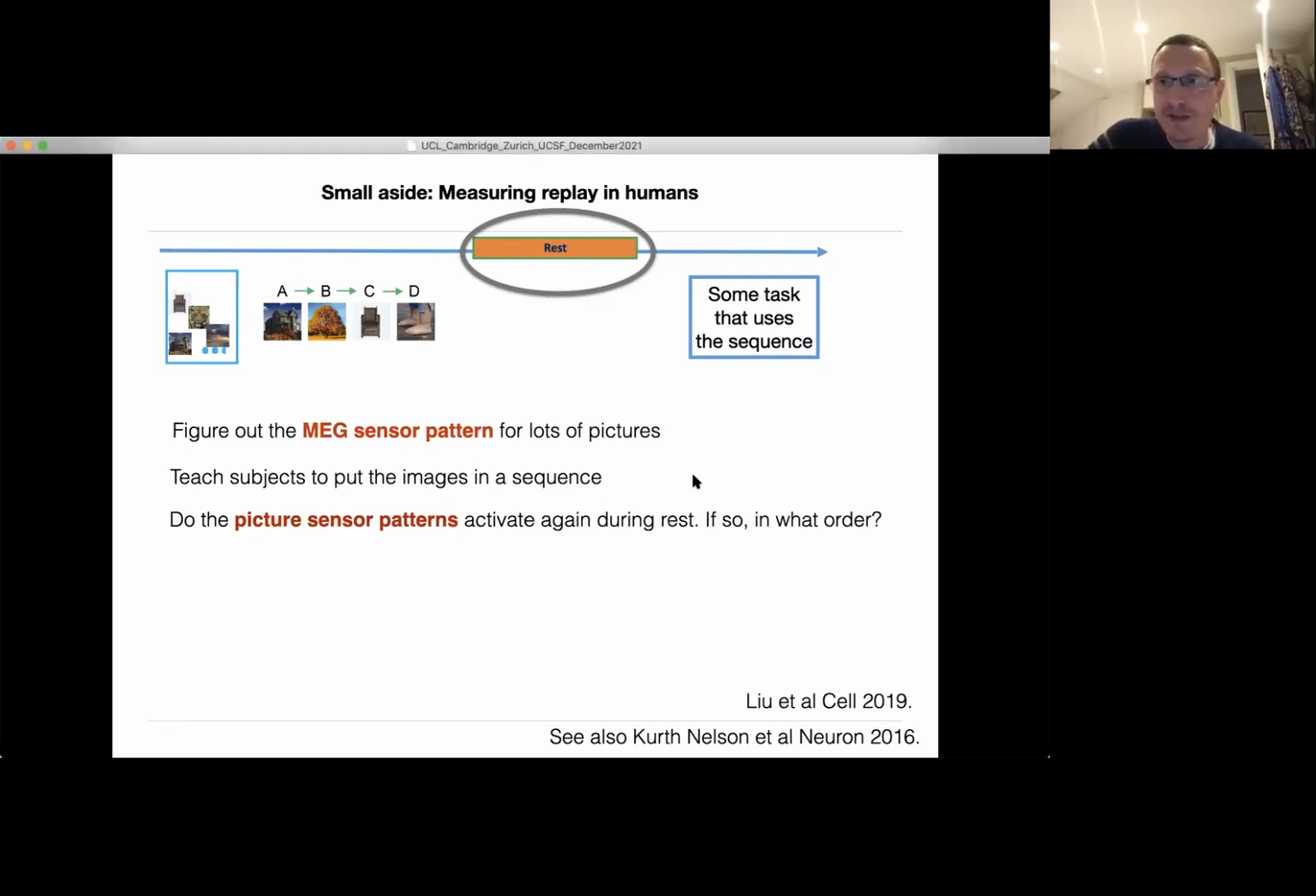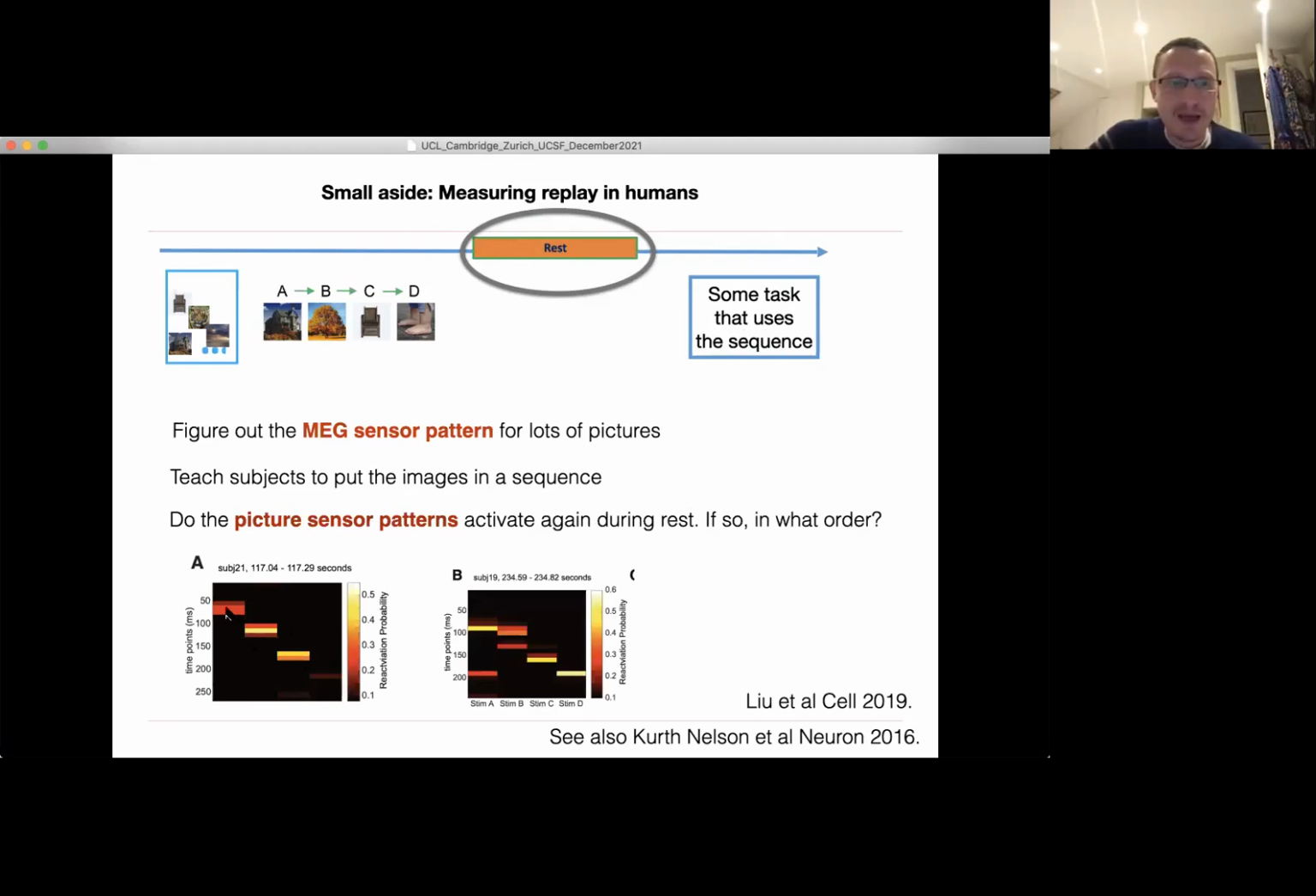And I'll just show you a few examples of those activations that look like replay, which is, here's one that goes stimulus A, stimulus B, stimulus C, stimulus D. You can't quite see the thing there, but it's there. And then A, B, C, D. These are the kind of things we're looking at. This is a reactivation of those sensor patterns in an order. And here you can see they're about 40 milliseconds apart.